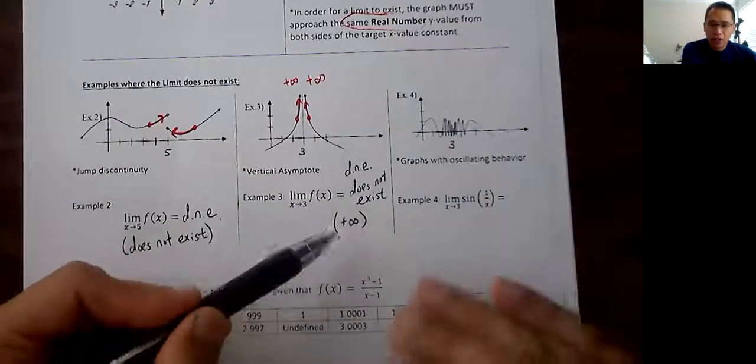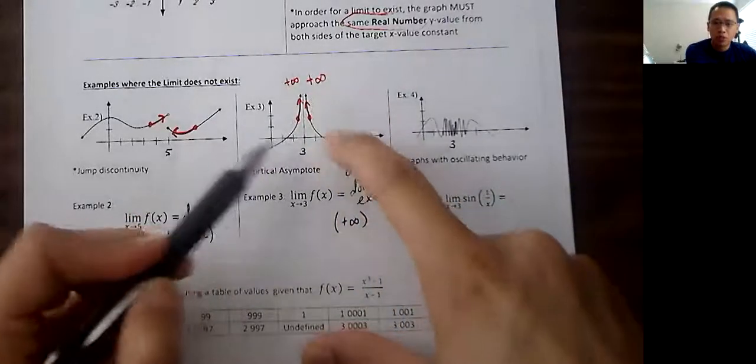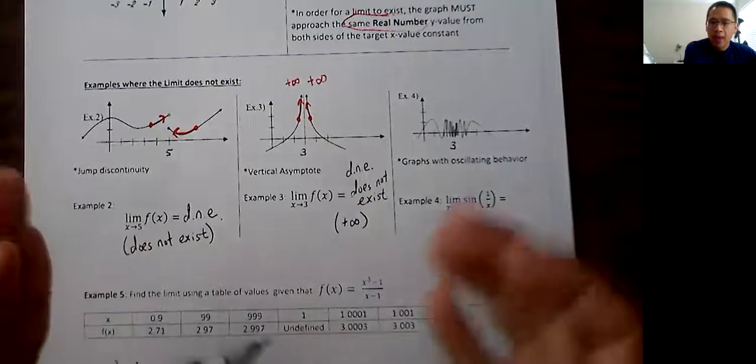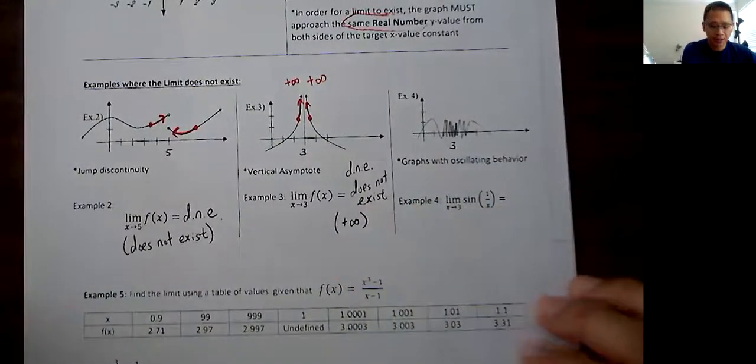We're kind of describing the behavior of the graph. Movement is towards positive infinity. So this is kind of a subcategory of does not exist. It does not exist because it moves towards positive infinity.